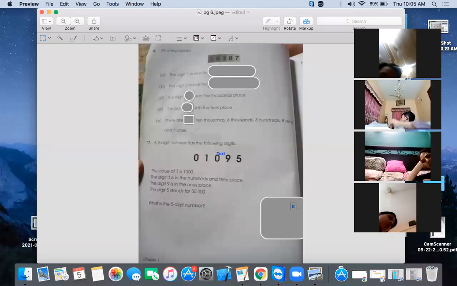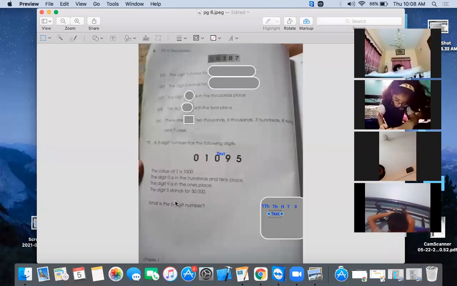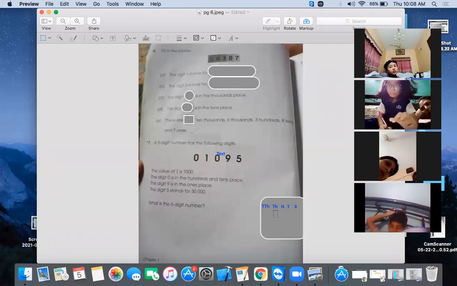Ones, and then make a column of tens. Similarly, make a column of 100. Okay, now read the number. The place value of 1 is 1000. So we write 1 at the place of 1000.